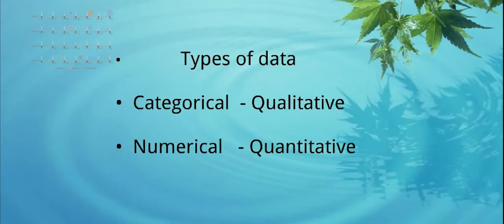Types of data. Data can either be categorical or numerical, otherwise known as qualitative and quantitative respectively. What kind of summaries and analyses are appropriate to individual data sets depends critically on the types of data.